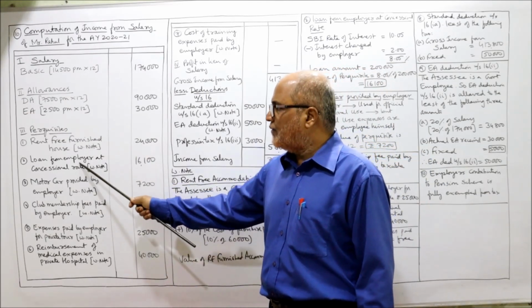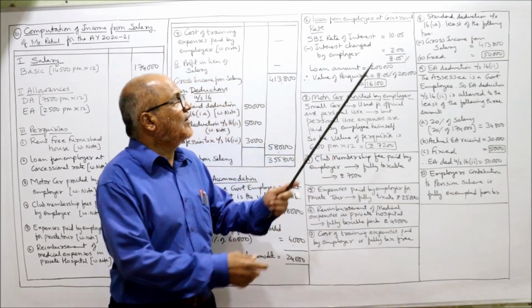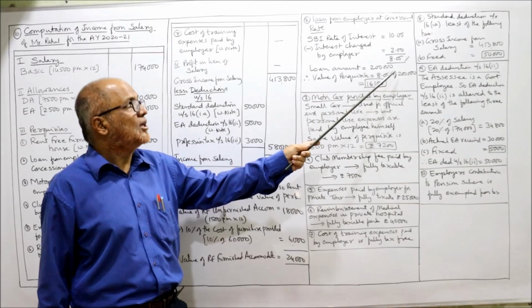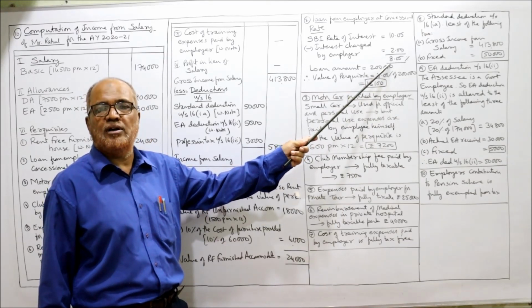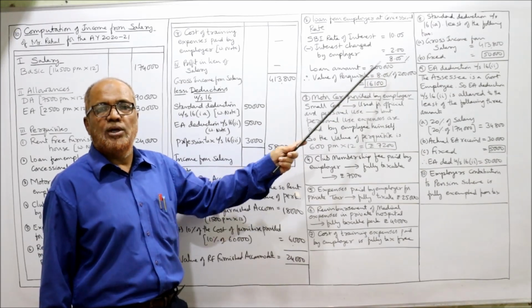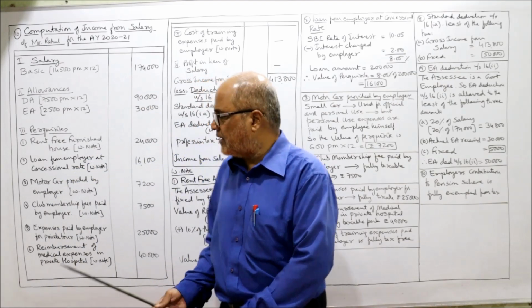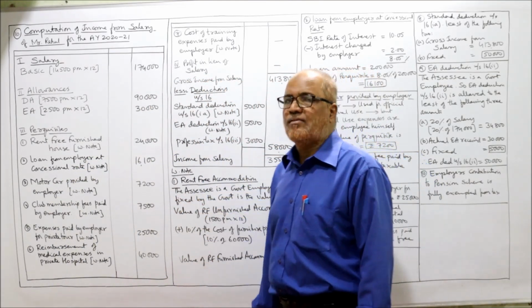Loan from employer at concessional rate. Just now I told you the SBI rate of interest is 10.05%. The employer is charging only 2%. So 8.05% is the concession in the matter of loan, interest on loan. The value of the perquisite is 8.05% of 2 lakh, 16,100.